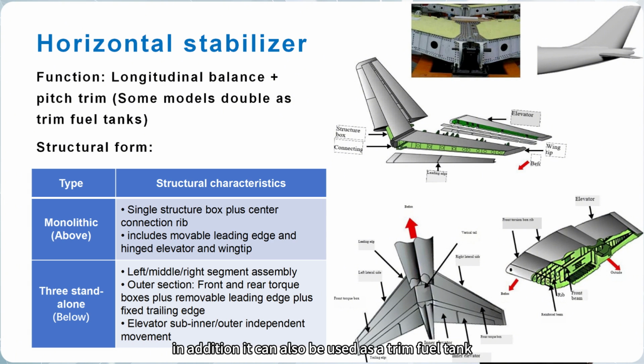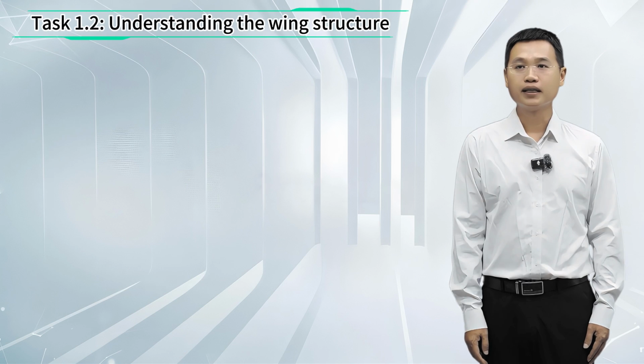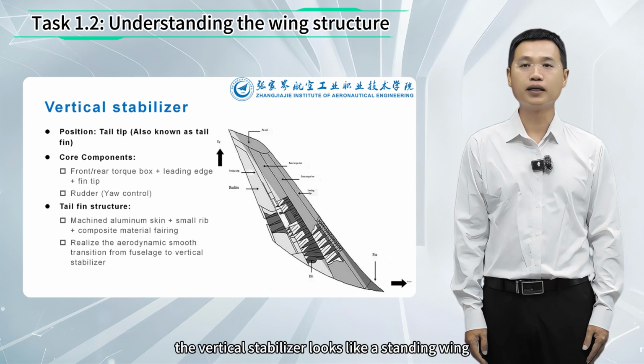In addition, it can also be used as a trim fuel tank on certain aircraft, such as the Airbus A380. The structure of the horizontal stabilizer is divided into two types: the unitary type, an integrally formed structural box, plus movable leading edge, plus hinged elevators. The other is the three-piece split type. The left and right side sections include torque boxes, and the middle section transmits force to the fuselage.